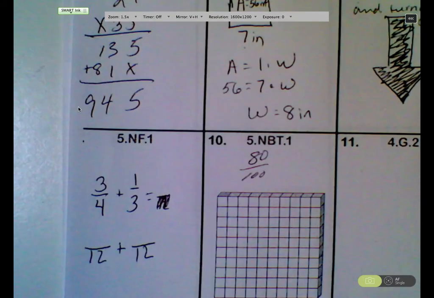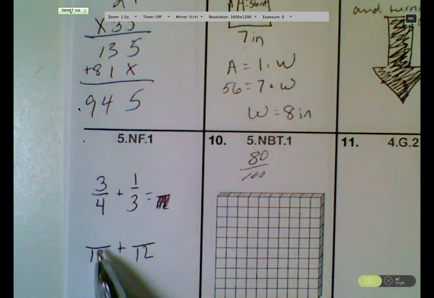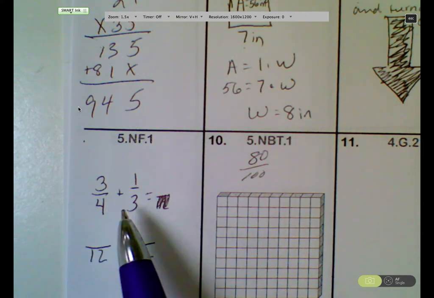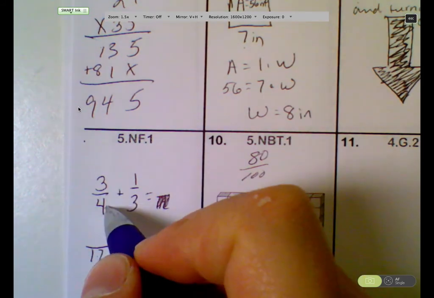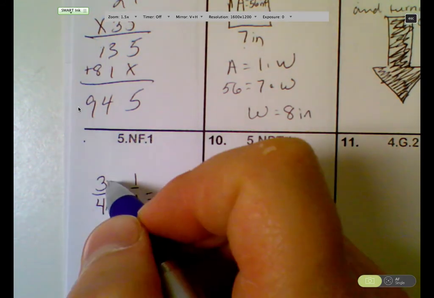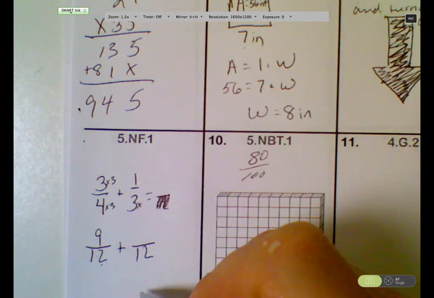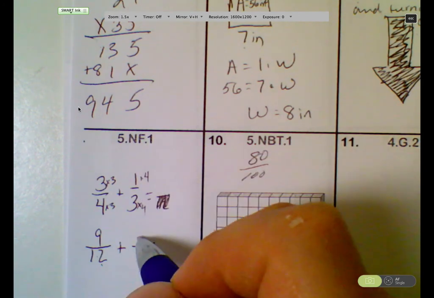Number 9, find a least common denominator, replace the given fractions with an equivalent form, and then write the answer in simplest form. Alright, I cannot add these without having a common denominator. The least common multiple for 4 and 3 is 12. I multiply 4 times 3 to get 12, therefore I got to multiply my numerator times 3, that gives me 9. 3 times 4 gives me 12, therefore 1 times 4 gives me 4.